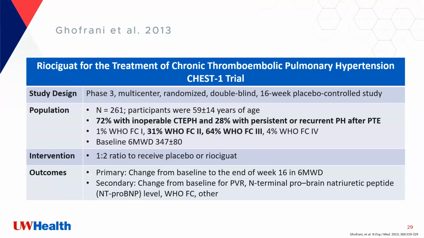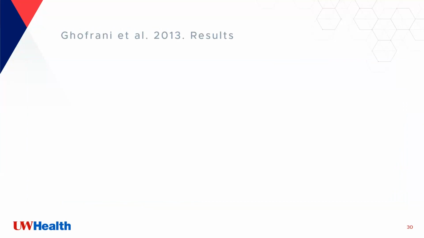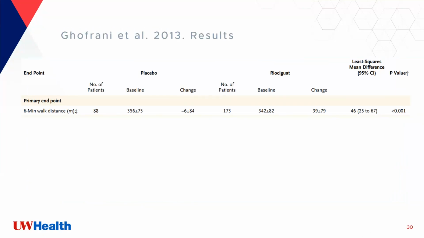Their primary endpoint was change from baseline to end of week 16 in 6-minute walk distance. And secondary outcomes included changes from baseline in pulmonary vascular resistance, proBNP values, as well as WHO functional class, and some other hemodynamic values. As the result, when comparing patients who were on placebo and patients who were on riociguat, patients on placebo had an average of 6-meter worsening in their 6-minute walk distance compared to riociguat, which had a 39-meter improvement.